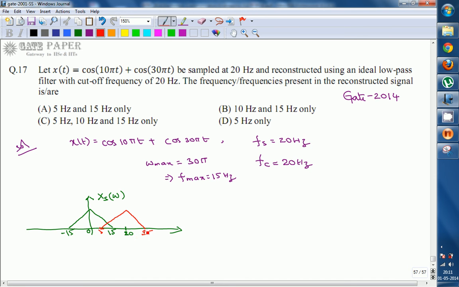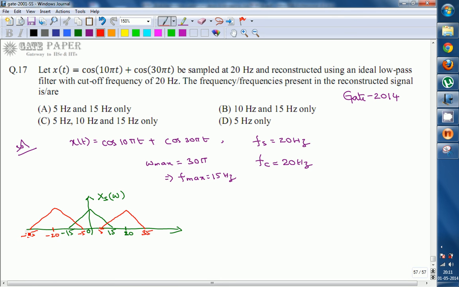And we have another component up to 20 plus 15, that is 35. Coming to this side, we have components at minus 20. So this is minus fs plus fm, nothing but minus 20 plus 15. So we have the component at minus 5, and we have another one at minus 20 minus 15, which is minus 35. So that's the frequency components of the sampled signal.